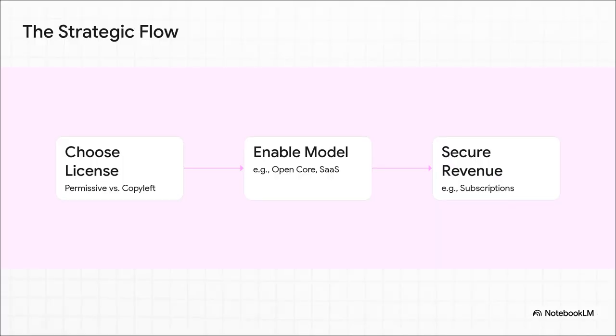And this just shows you the direct through line from a legal choice straight to your company's bottom line. Your first choice, permissive or copyleft, directly enables or restricts your business model. And that in turn dictates how you can actually make money. It is a straight line from a legal document right to your revenue.